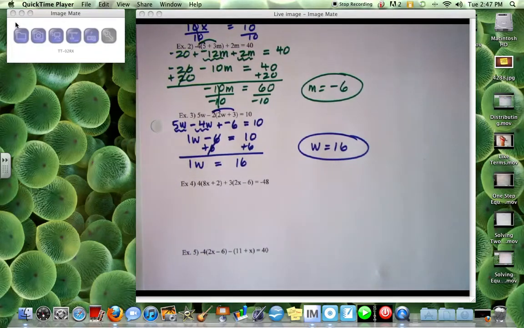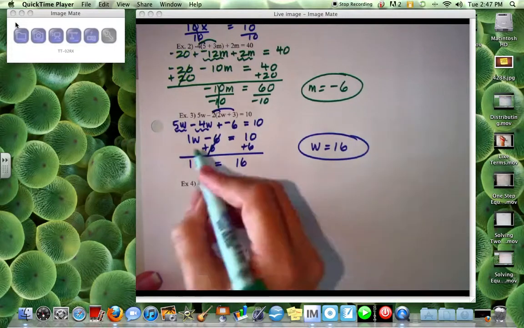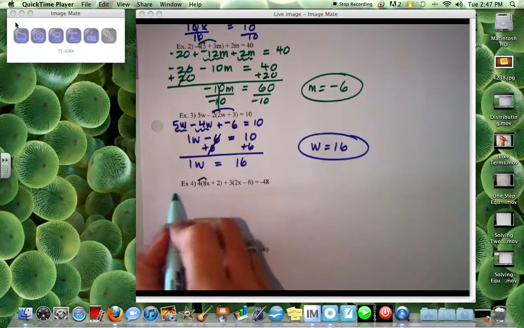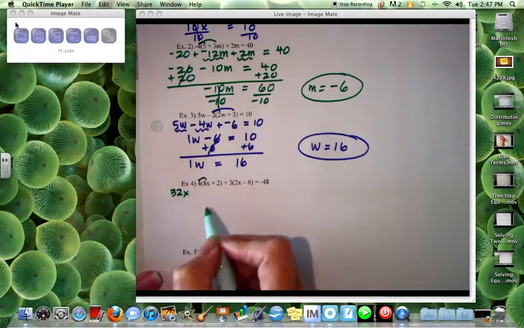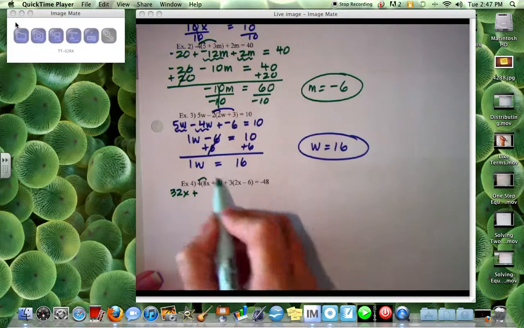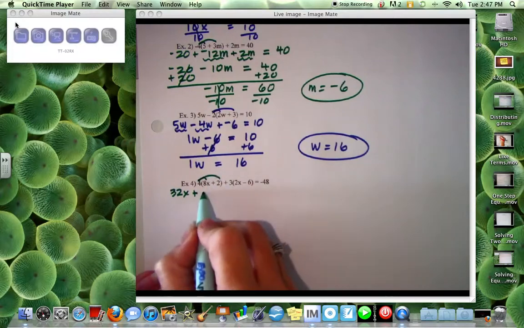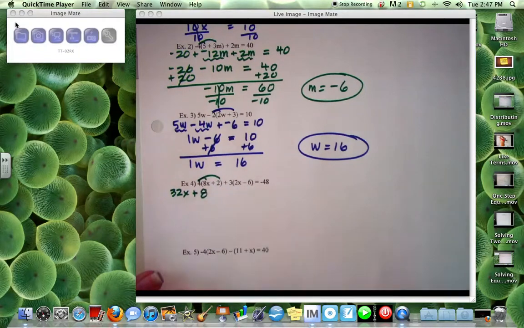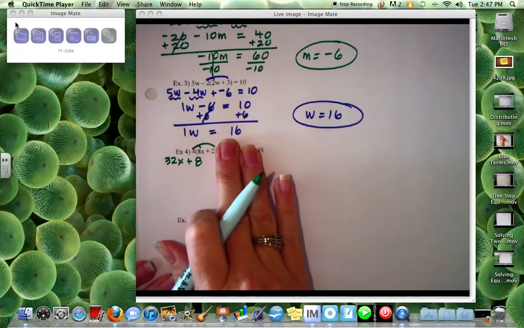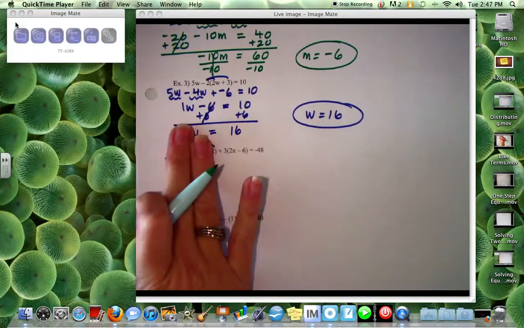Example 4. We have two sets of parentheses, so we're going to distribute twice. We start with 4 times 8x, which is 32x. Bring down the plus sign, and then we have 4 times 2, which is 8. We've taken care of the distributing for the first set of parentheses. Now we need to work on the second set of parentheses.